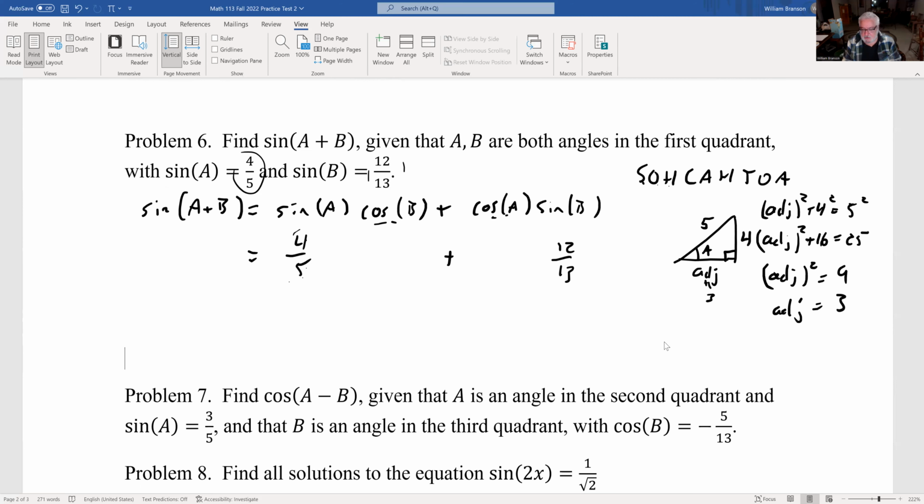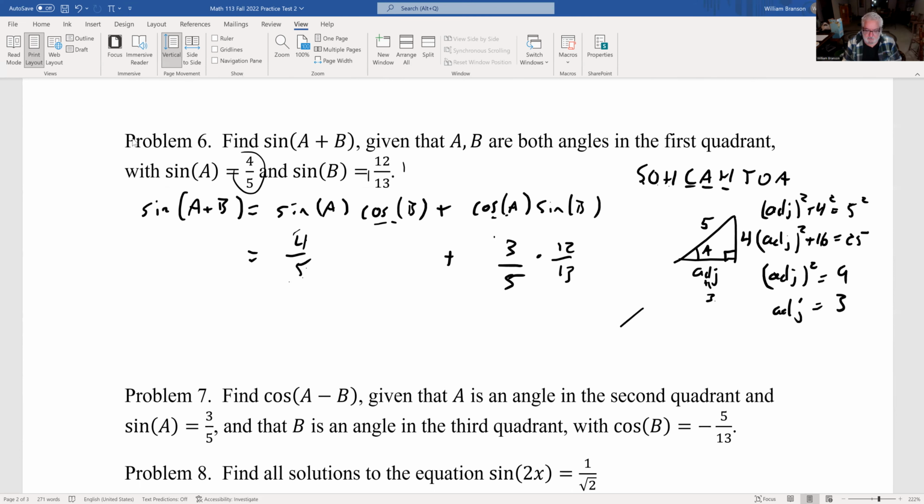And that's nice because now I know what cosine of A is. Cosine is adjacent over hypotenuse. So cosine of A is, let me undo that real quick. Cosine of A is 3 over 5. Great. And we can find cosine of B the same way.